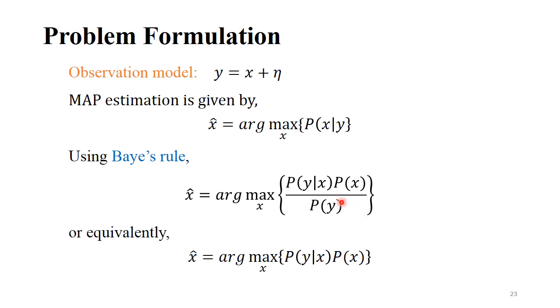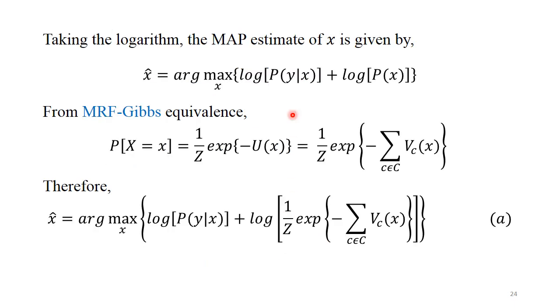This p of y is a constant value, therefore that can be eliminated, and equivalently this can be written something like this. So we need to convert this product term of probabilities into an additive term. Therefore we are applying the logarithm on this one. After applying the log we have got this. Then now getting into the MRF Gibbs equivalence.